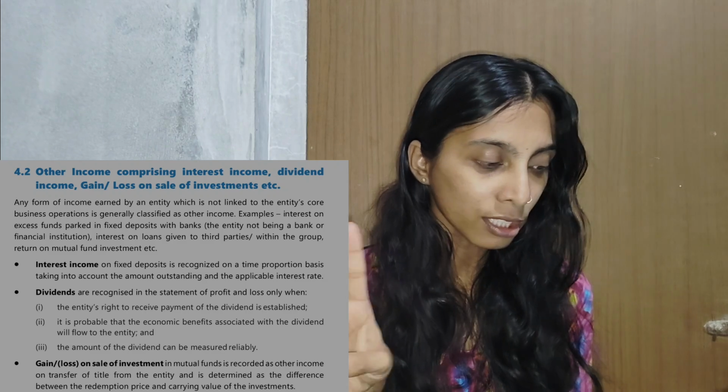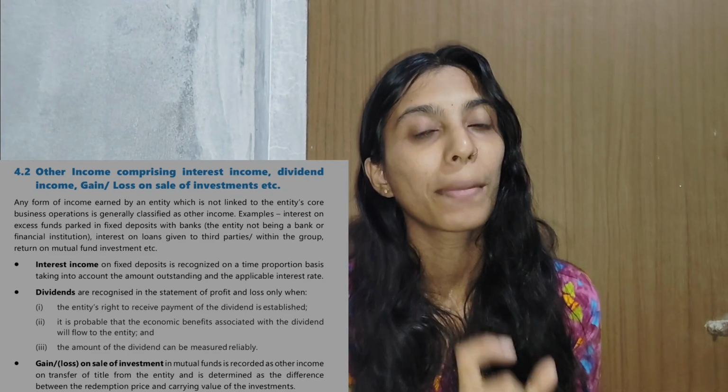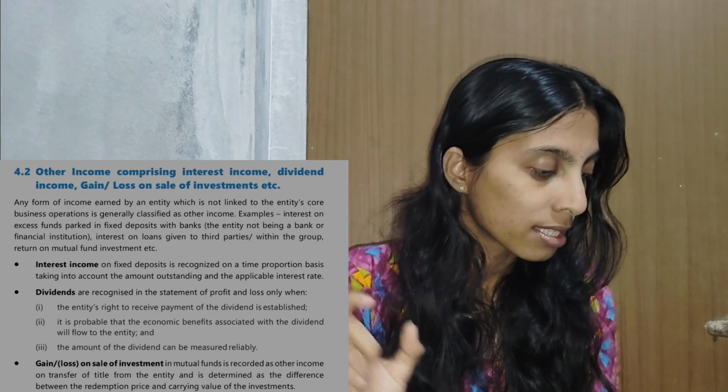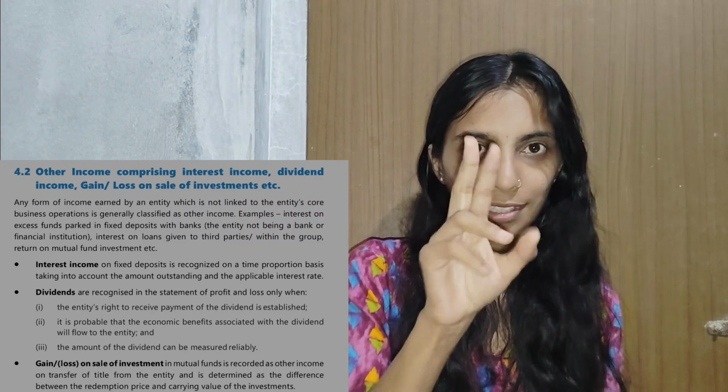The third one is that the amount of the dividend can be measured reliably. You need to remember the words measured reliably. The amount of the dividend can be measured reliably. That's the second point.